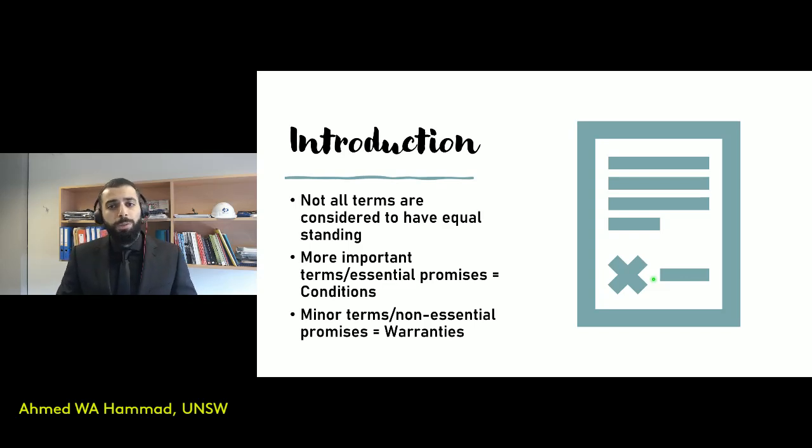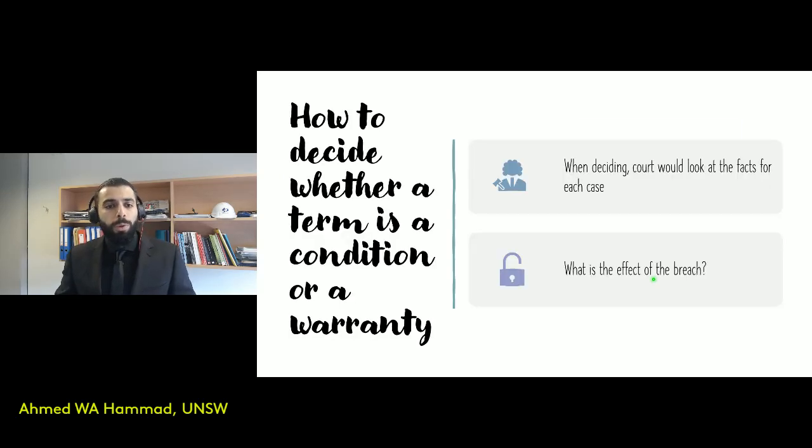So a dispute takes place and a breach has happened. That breach, was it a breach of a condition or a breach of a warranty? And whether it was a breach of condition or a breach of warranty, it would impact the remedies that the injured party can receive. So when it comes to deciding on whether a term is a condition or a warranty, the court would look at the facts of the case.